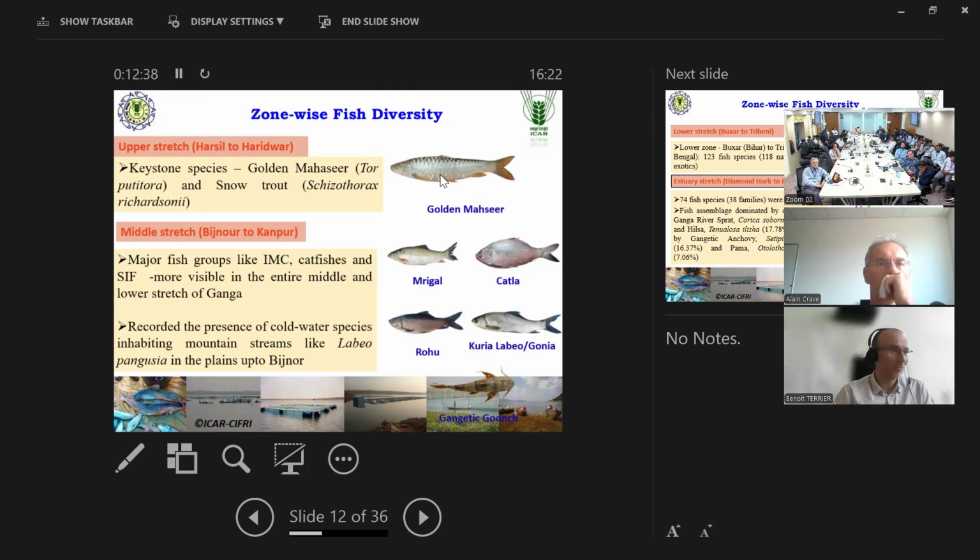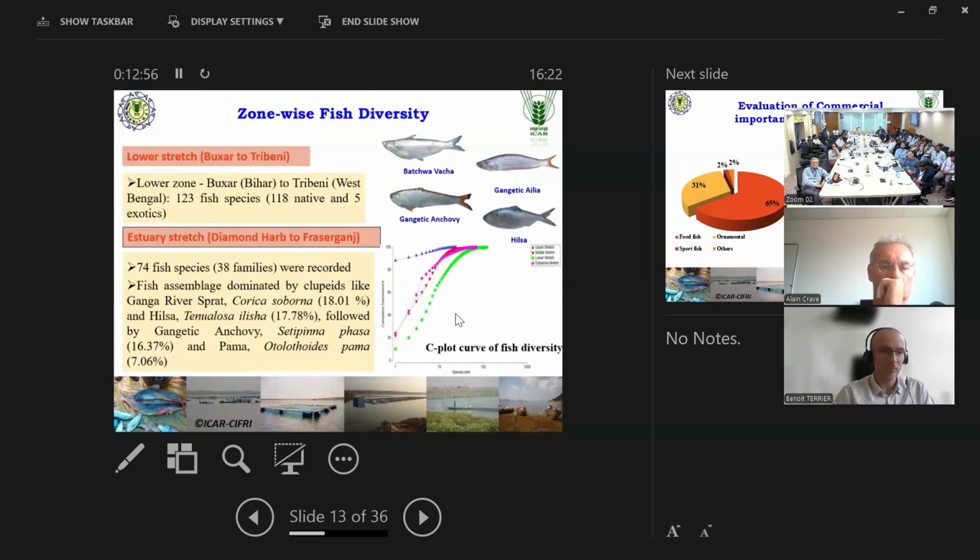Similarly, we consider both the mahseer and trout spawning habitat to be protected in the upper stretch. Coming to the middle stretch of the river Ganga, we have a lot of Indian major carps, catfishes, and a larger number of small indigenous species. These species provide livelihood to millions of poor fishermen. If you look at the lower stretches, towards the estuarine zone, we have more fish, 123 fish species. This plot indicates the diversity of the fish. Mostly the lower stretch of the river is more diverse. So from the upper stream to the middle stretch and the lower stretch, the fish diversity is highest in the lower stretch of the river.